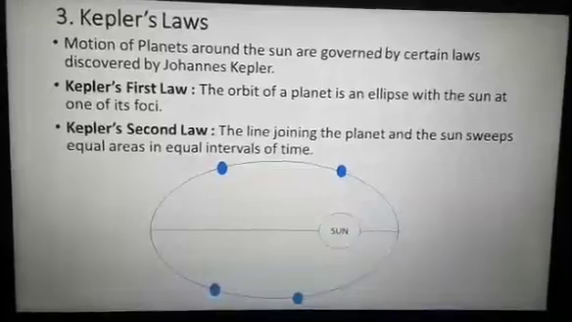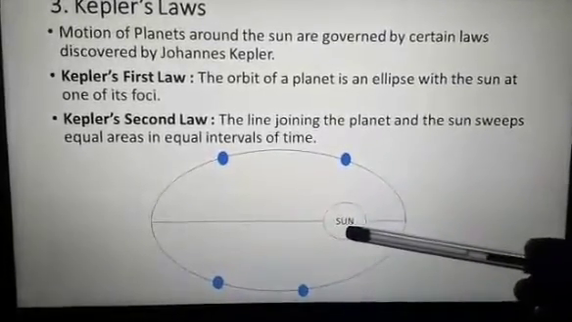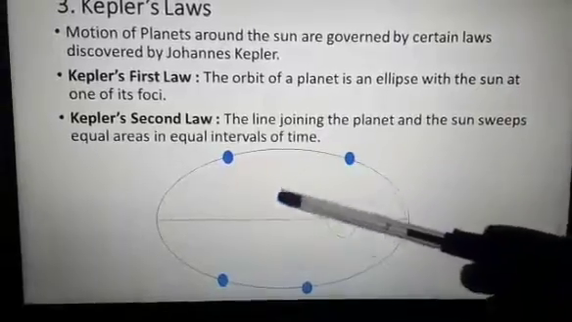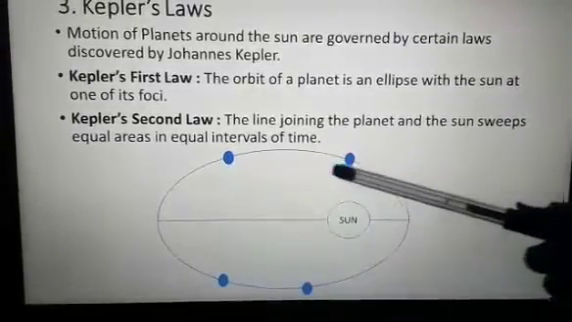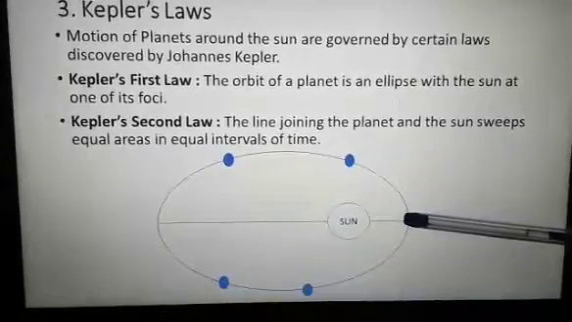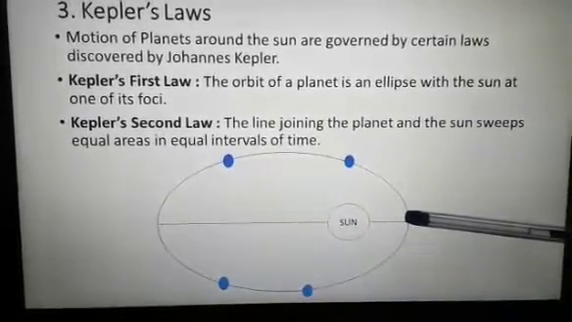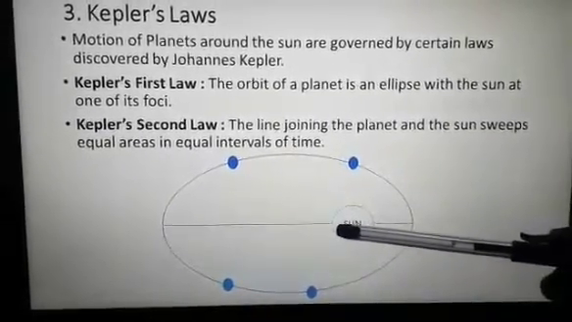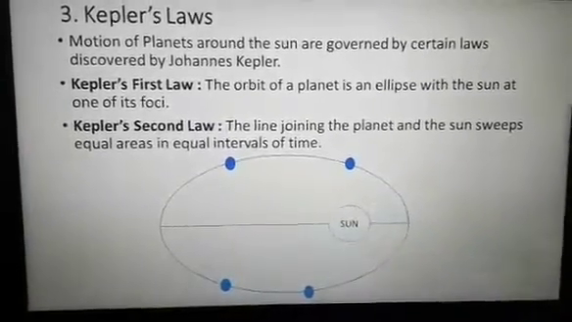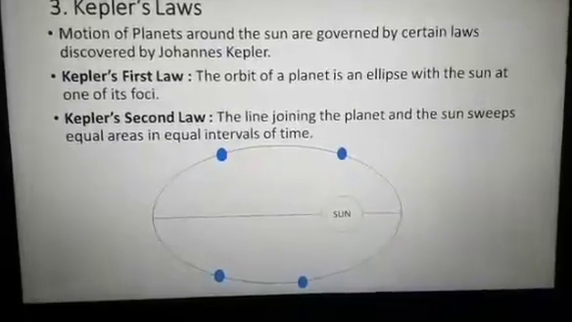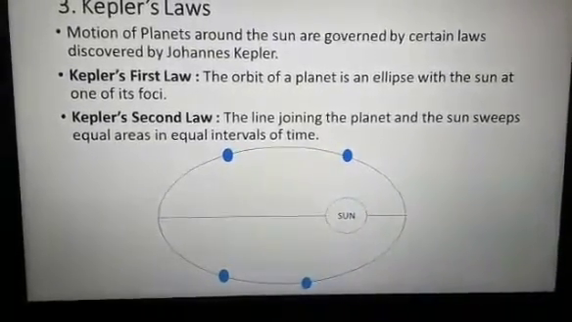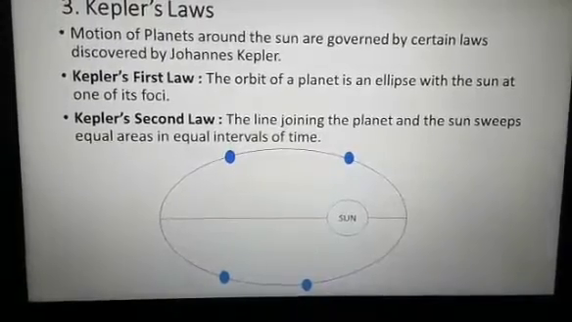In this diagram there is a star, which is the sun here, and this body is the planet, which is revolving around the sun in an orbit which is an elliptical orbit. So this is the first law, that is, the orbit of the planet is an ellipse with the sun at one of its foci. Now the second law: for the second law we have to join the planet with the sun by a line, and it was said that the line is sweeping equal area in equal time.